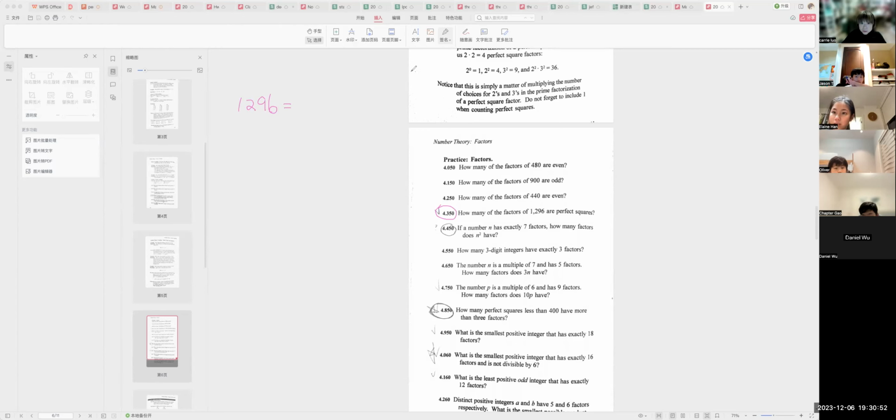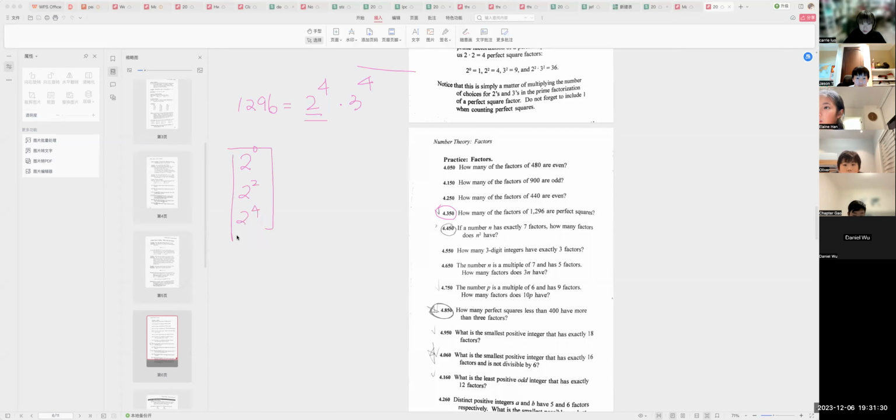Okay. Daniel 做对了啊，很好。Okay, so let's take a look at this one. So 1296 equals what? 2 to the power 4 times 3 to the power 4, correct? Okay, so we can use the even factor. So this one we can have what? 2 to the power 0, 2 to the power 2, and 2 to the power 4, right?